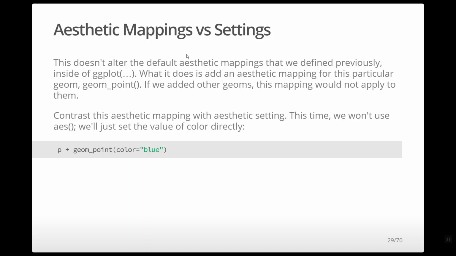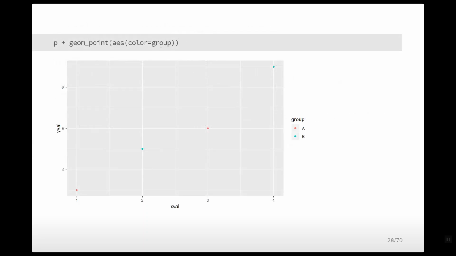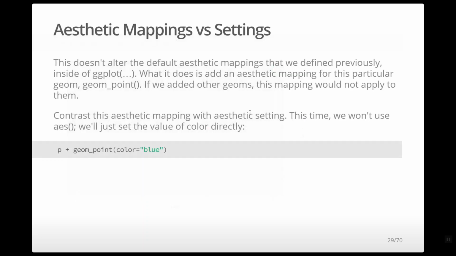There's a difference between mappings and settings. Mappings will take a variable in the data and map it to an aesthetic attribute, like this, where the group is mapped to the color. On the other hand, we can just say the color is equal to blue. This color no longer represents any attribute in our data. Color is just going to be blue for all of the points, so it no longer represents an attribute in our data. And so this is just called a setting.